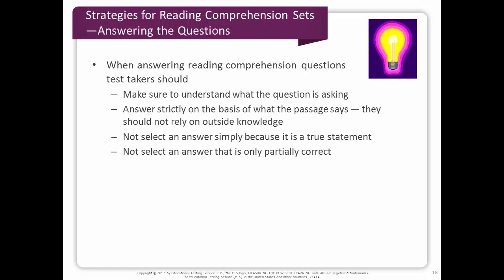Answering the questions. When it comes to selecting answers to the questions, it is important to make sure you understand what the question is asking. Only answer based on the information in the passage. Do not rely on your knowledge or experience.